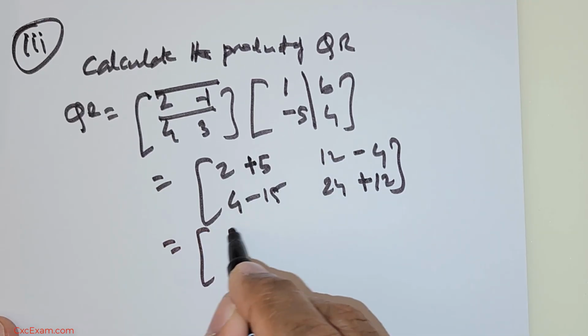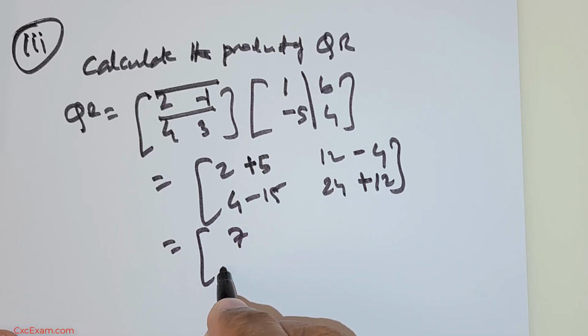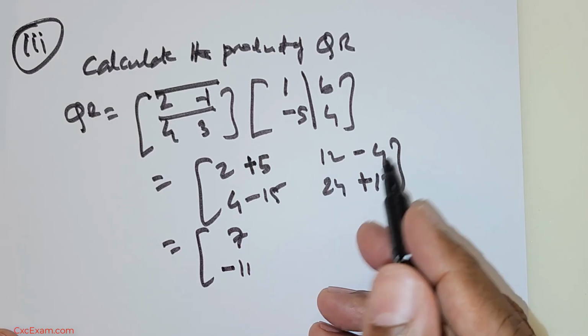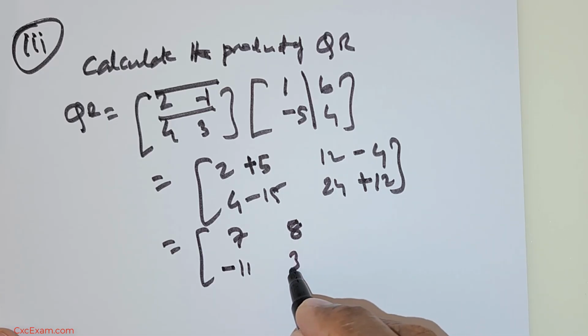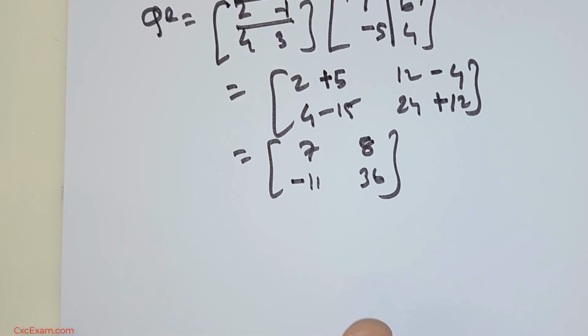So this is equal to 2 added with 5 is 7, 4 added with negative 15 will give you negative 11, 12 added with negative 4 give you 8, 24 added with 12 give you 36. So that is the outcome.